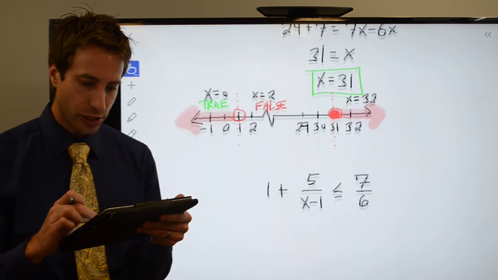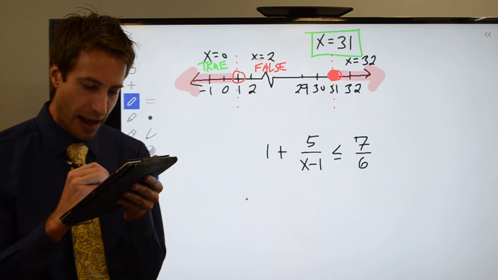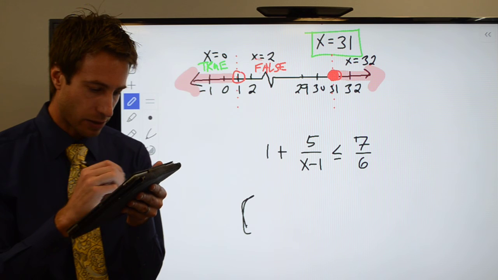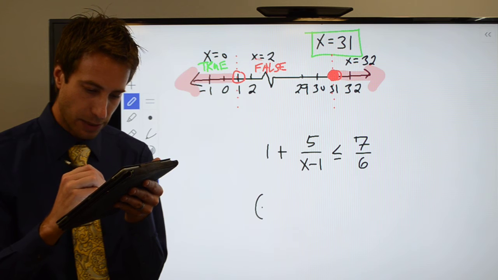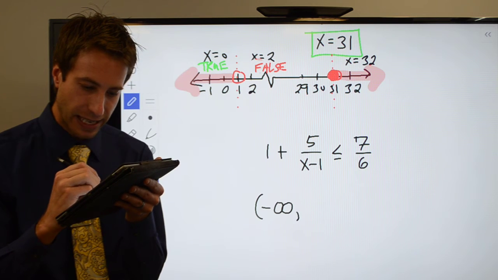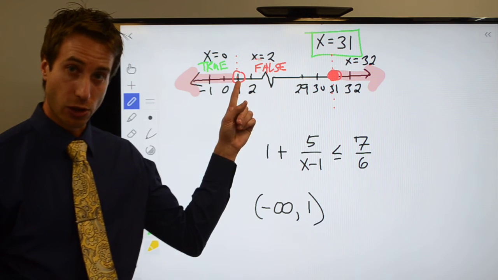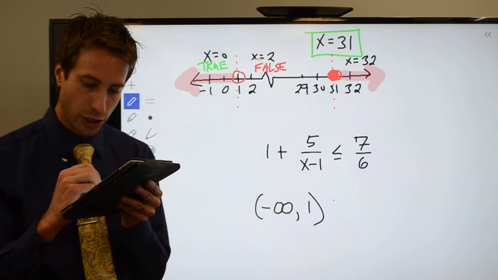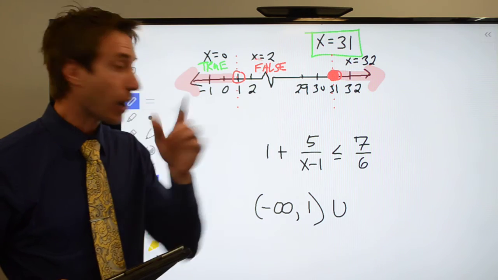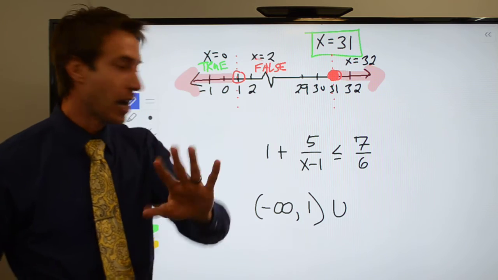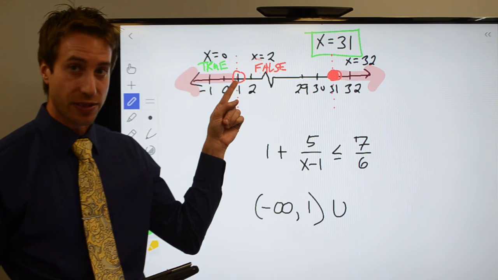So here's what I would actually do as my interval notation. We will have negative infinity to positive 1, not included. It's an open circle on 1, 1 is not included, union. And why is 1 not included? How do I know this one's included but this one isn't? Remember how we got this value.